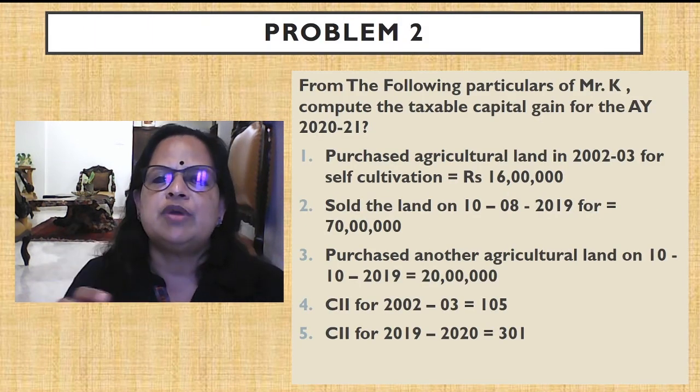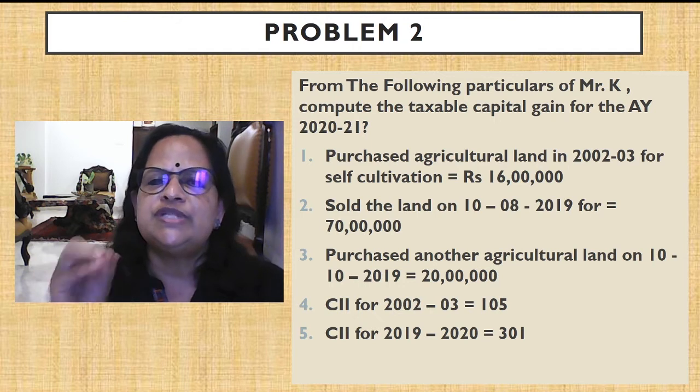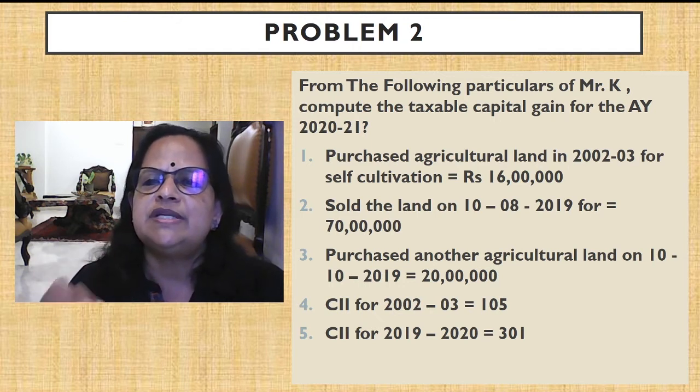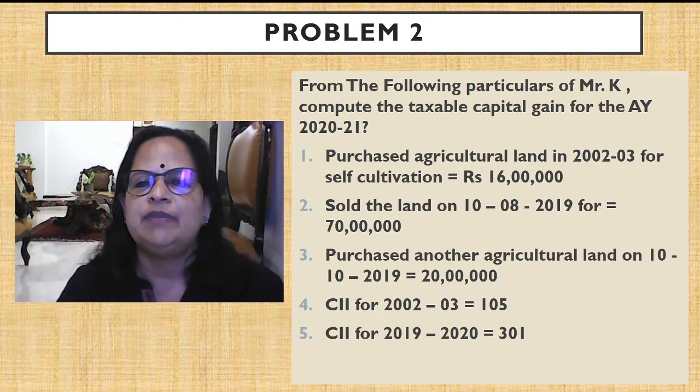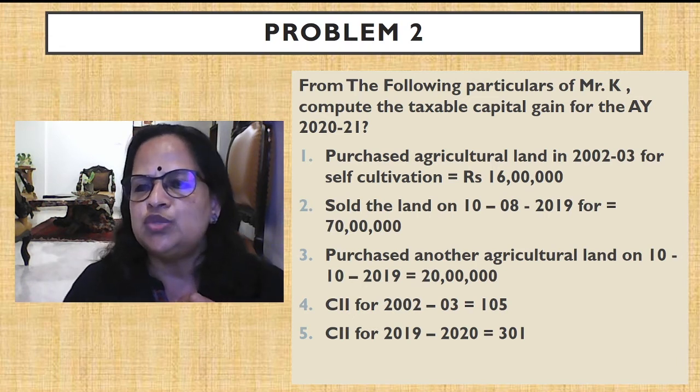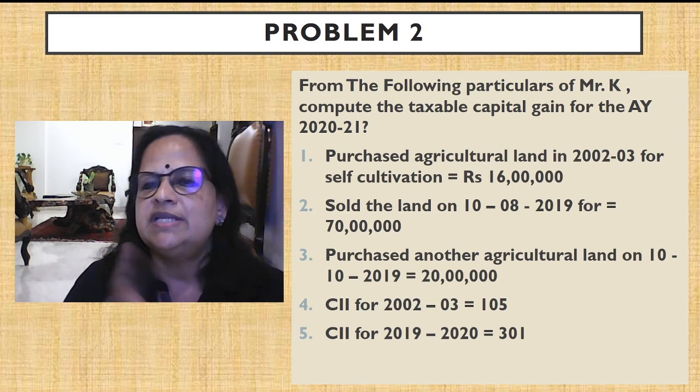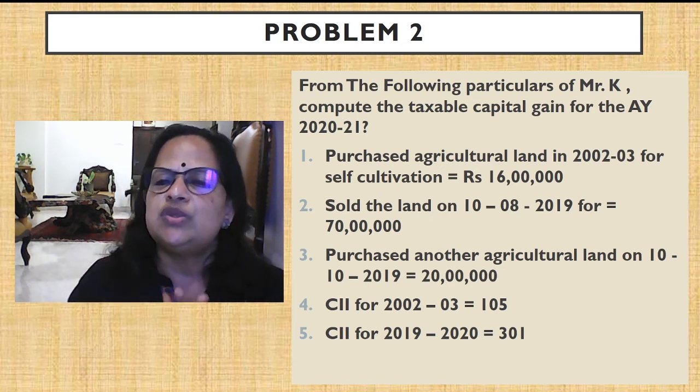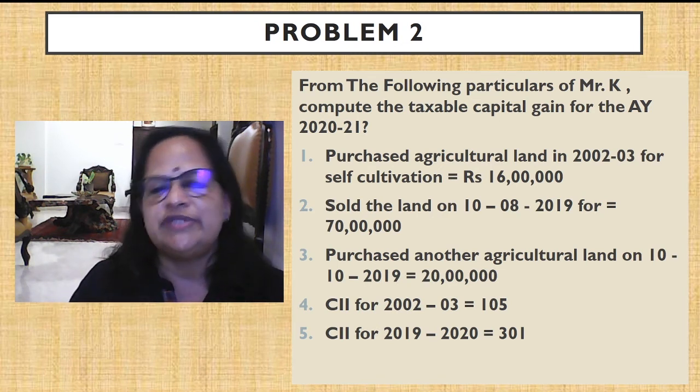Now, second problem. From the following particulars of Mr. K, compute the taxable capital gain for the assessment year 2021. Purchased agricultural land in 2002-03 for self-cultivation, that means it's for agricultural purpose, for 16 lakhs. Sold the land on 10/8/2019 for 70 lakhs.